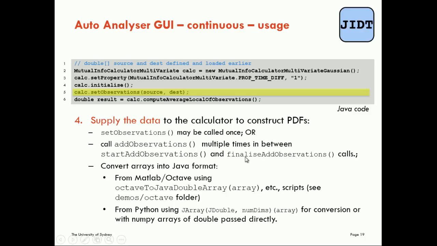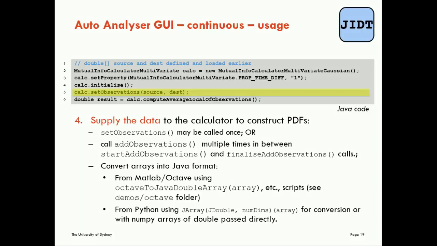Importantly here, when we send the data in, we need to convert the arrays into a Java native format if we're coming from MATLAB or Python. So in MATLAB, we're going to do this using Octave to Java double array or double matrix calls, and that's a method I've supplied in the demo/Octave folder. And from Python, we're going to use the JArray conversions, or for continuous valued arrays, we can pass NumPy arrays in directly. We couldn't do that with integer with the discrete value calculator. And you can see the difference if you go back and look at that lecture.